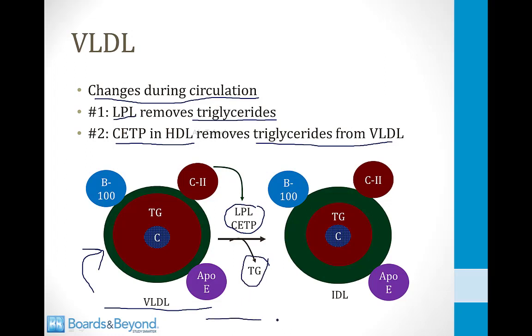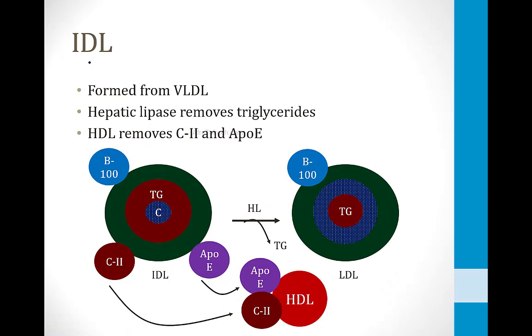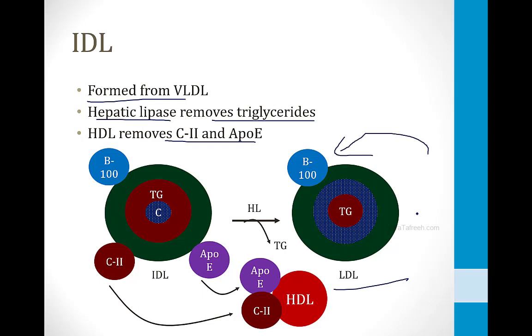As a result, as VLDL moves through the circulation, it loses lots of its triglycerides and it then becomes an IDL particle. So IDLs, or intermediate density lipoproteins, are formed from VLDLs. Once they are formed, two things happen to IDLs to turn them into LDL particles. The first is that IDLs encounter hepatic lipase, which removes triglycerides. In addition, HDL takes back C2 and ApoE from IDL. This leaves an LDL particle which has only one apolipoprotein, that's B100. In addition, it has much less triglyceride content compared to IDLs and a far greater cholesterol content compared to IDLs.